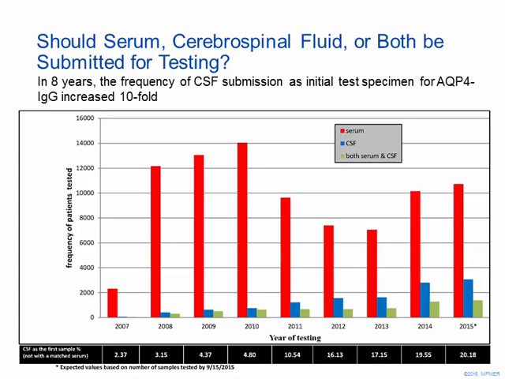What you can see here is that over the past 8 years, the frequency of CSF submission as the initial test specimen for AQP4-IgG testing has increased tenfold. In other words, in 2007, 2.37% of all specimens submitted for aquaporin-4 antibody testing were CSF. This year, approximately 20%, or 1 in 5 specimens, are spinal fluid.